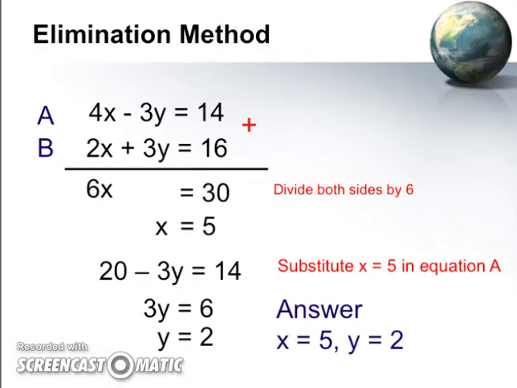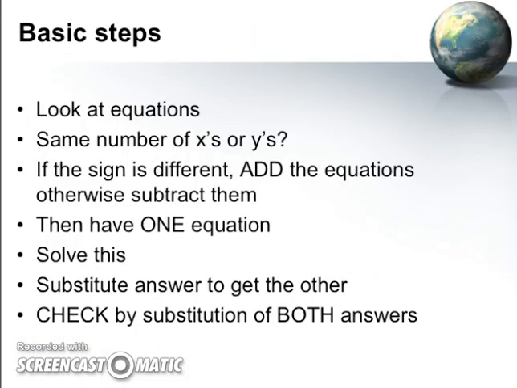So let's now recap. How do we do this? We look at the equations, we check to see if it's got the same number of x's or y's. If the signs are different, we add the equations. If the signs are the same, we subtract them. We get one equation in either x or y, we solve this, and we substitute that answer back into the other equation and check that we've got the answer correct.